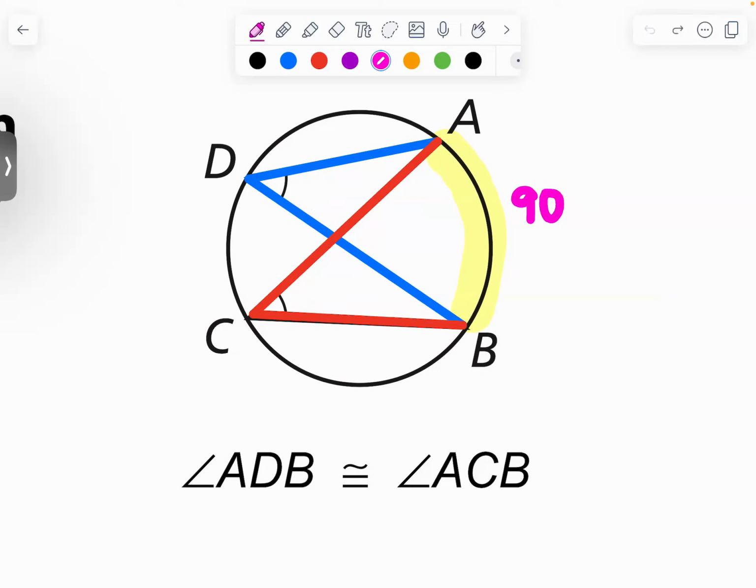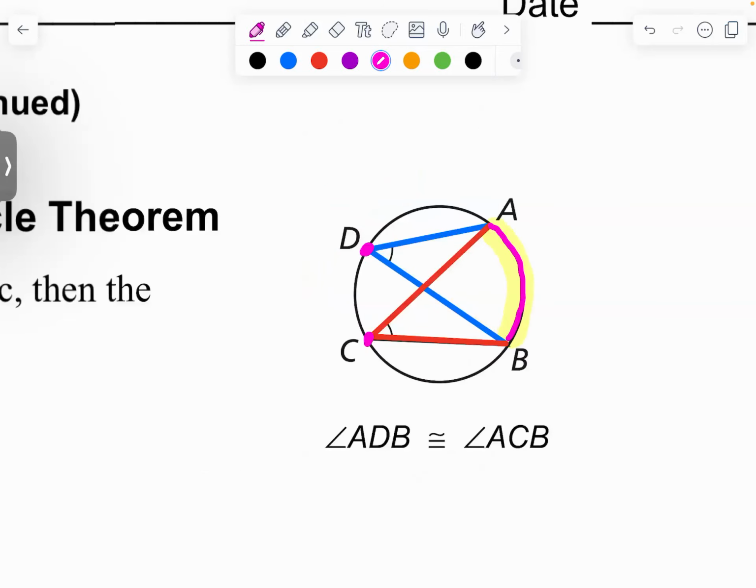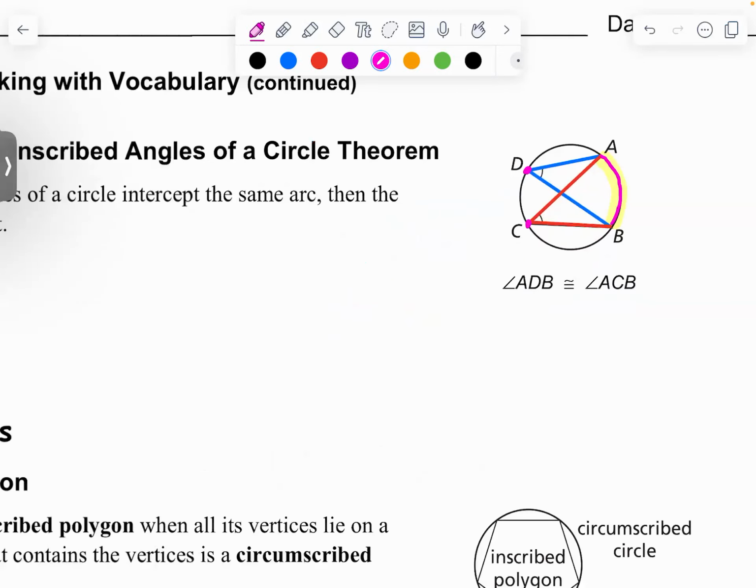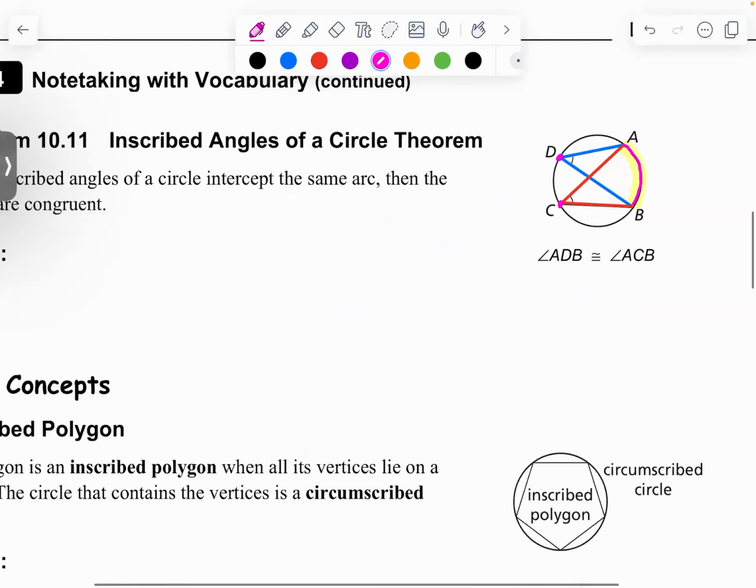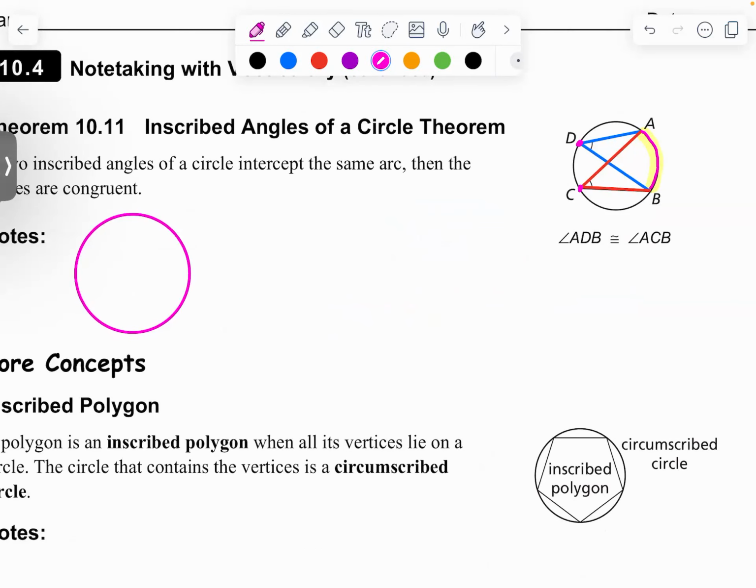So what this theorem is saying is, hey, if you have two angles that are inscribed, right? We have vertex on the circle. If they're intercepting the same arc, then they're going to have the same measure. Whether we know the measure or not, we know those angles are going to be the same. Yes. So let me give you an example of a situation where that could occur. I'm going to draw a circle. You guys are going to get really good at drawing circles.